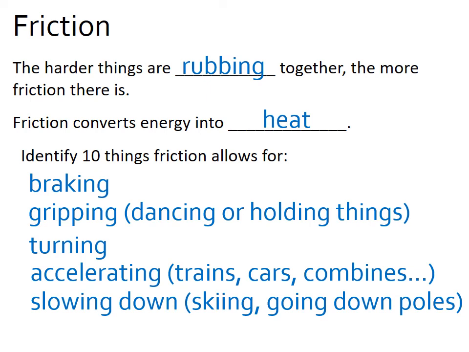They also allow for things to slow down, like skiing, because if you went to the mountains and there was no friction, before you know it, you'd be going extremely fast and you would probably only go down the hill one time because you wouldn't survive the trip the first time. As well as the first example in the video, going down poles, because the firefighters, as they go down the poles, are able to grab onto the pole and the friction slows them down.